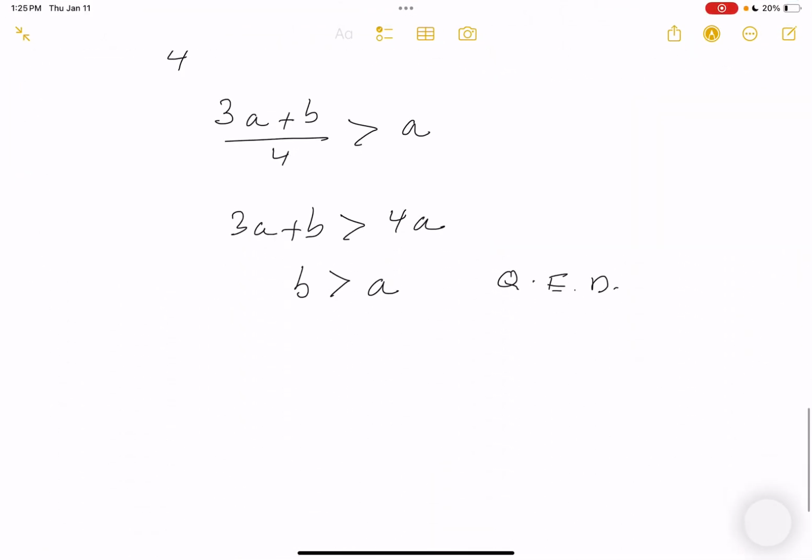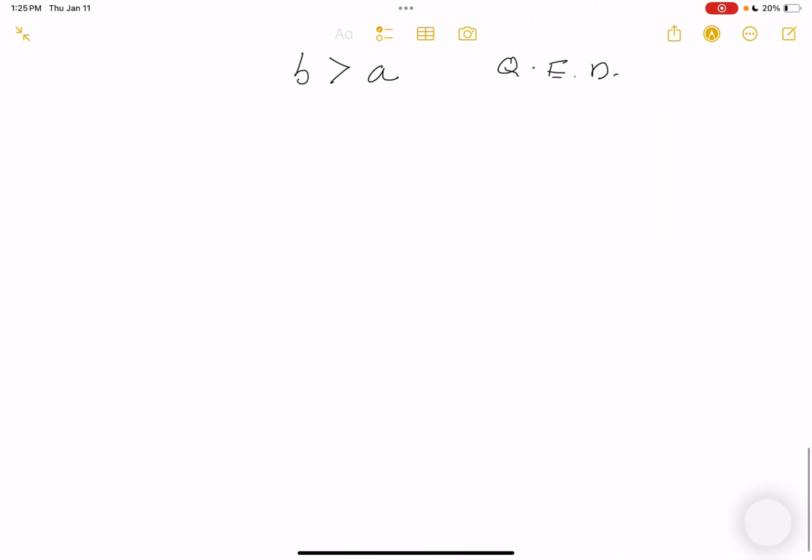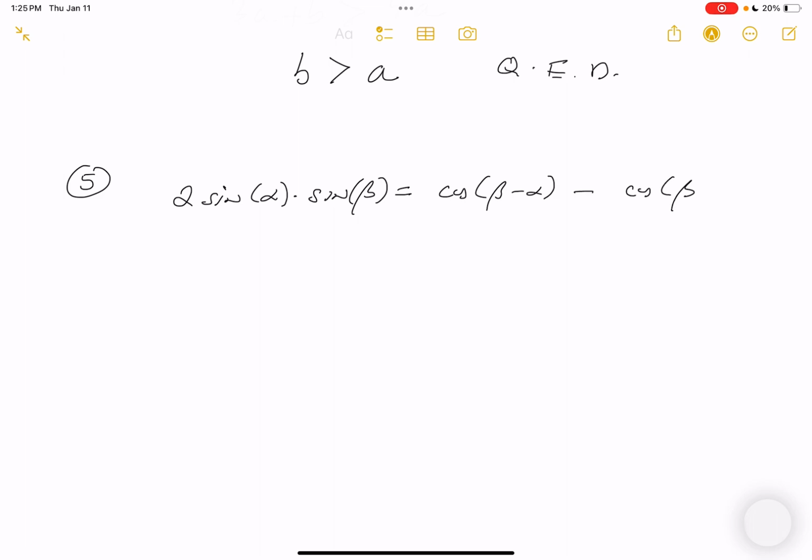So what I want to do is go to the whiteboard and write down what they've given me. Again, I'm not trying to memorize what I've read. I'm trying to read it. Number 5. And I've been told, there's no need to verify this, by the way, but it's true, that the sine of alpha times the sine of beta is equal to cosine beta minus alpha minus cosine of beta plus alpha.